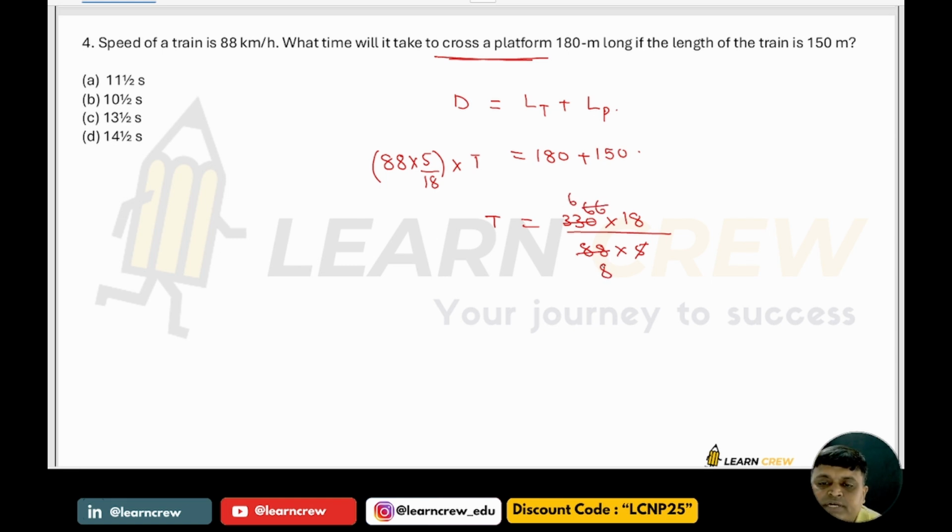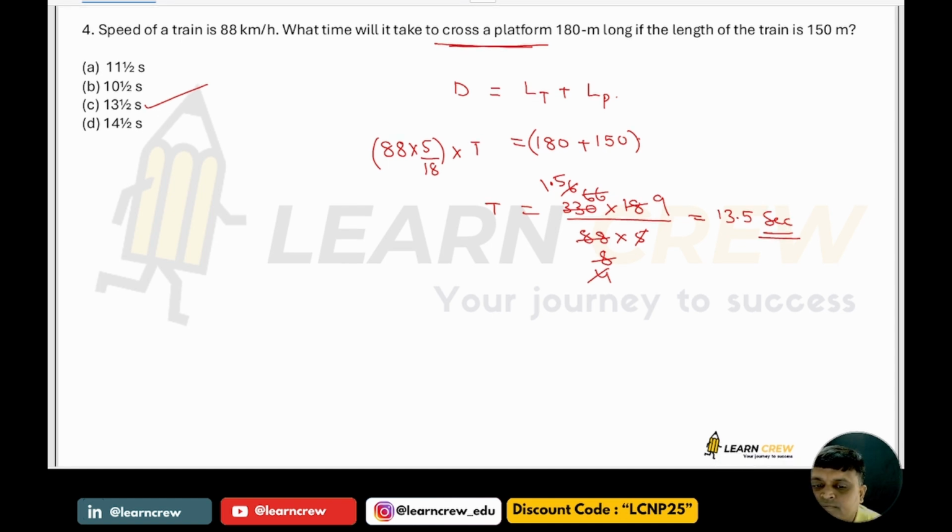Now if you see here, 2 4s are 8, 2 9s are 18, so 4 into 1.5 is 6, and 9 into 1.5 is 13.5. So it will take 13.5 seconds. So the answer is 13 and a half seconds. Distance covered is equal to the sum of the lengths of the train and platform. These two together are 330. Distance is speed into time. From this you got the time as 13.5 seconds.